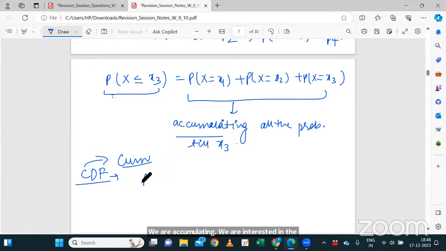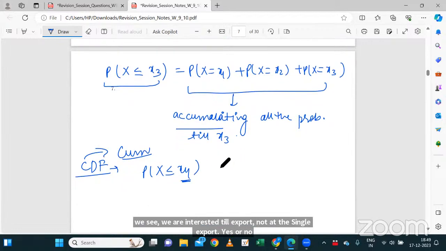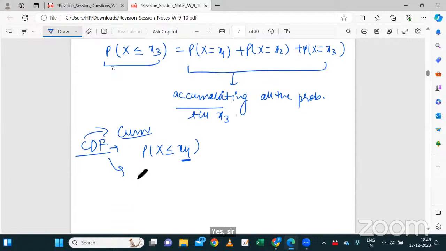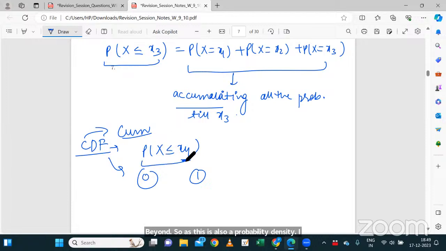So suppose I ask probability X less than or equal to x4. Here we are interested till x4, not at a single x4. Right? So this is something called CDF. The property is the same: CDF will take values between 0 and 1. It can't take a value beyond 0 and 1, as it is also a probability.